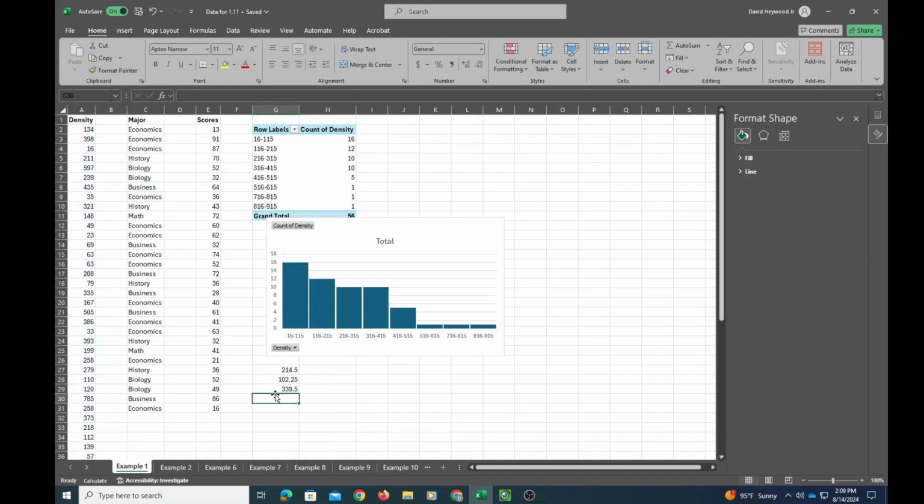So now I've got those, and if I want the IQR, I can just subtract them. So the IQR is going to be equals this value minus that value. And there we go. So let's write those things down. The third quartile was 339.5 and the first quartile was 102.25, so that the IQR was 237.25.